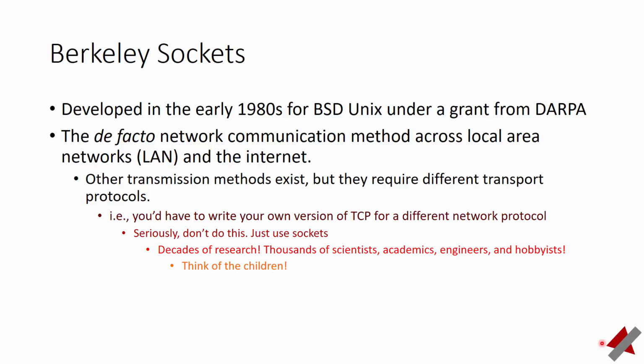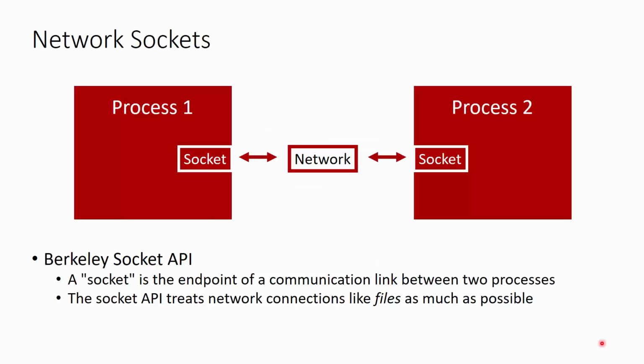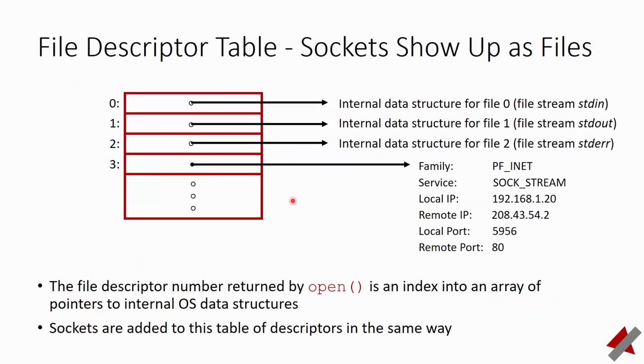Just use sockets. So a way to picture these things is to think of your processes as having a socket as an endpoint. And it's an endpoint of communication between two processes. So the network exists and it connects together the two sockets. The API that you use to manipulate these sockets with is going to treat the network connections like files as much as possible. And knowing Unix, it's pretty possible that they'll be able to make these things look like files in just about every way.